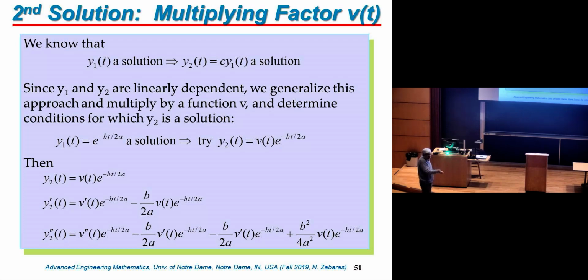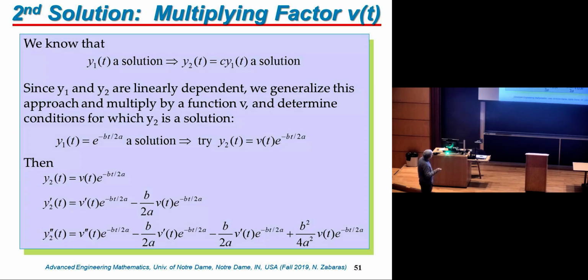So you are going to plug into the differential equation, which means you're going to compute the first derivative of this, and then the second derivative of this, and that will give you a second order equation for v. But that equation is going to be simple because this other term that multiplies v already satisfies the differential equation. So there will be a lot of cancellations. Can you see that? e to the minus bt over 2a is already a solution of the equation. So when you do the algebra, a lot of terms will cancel out.